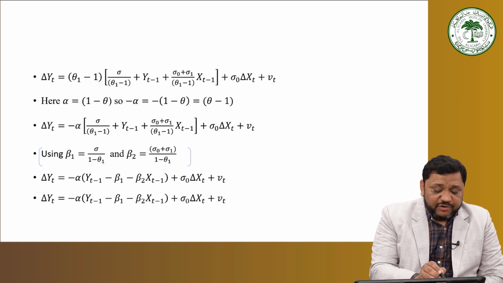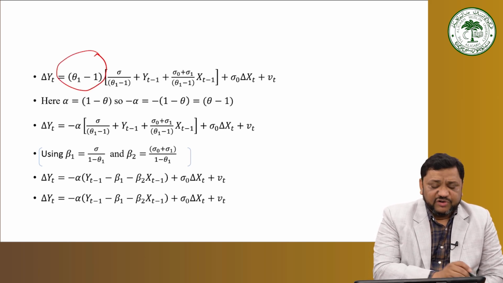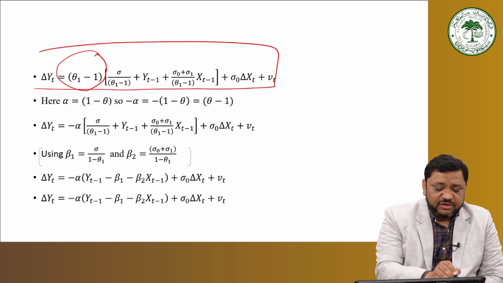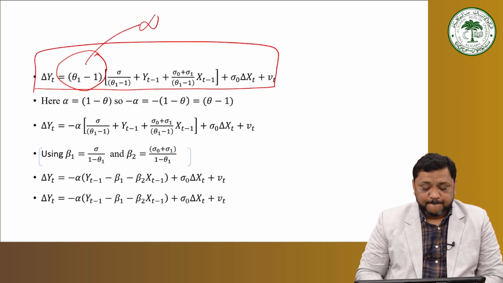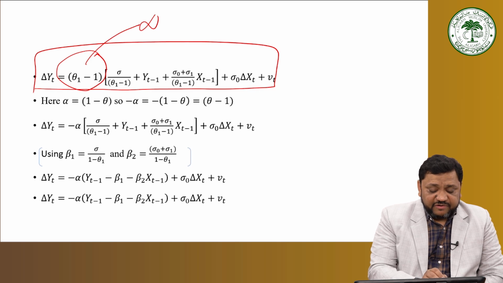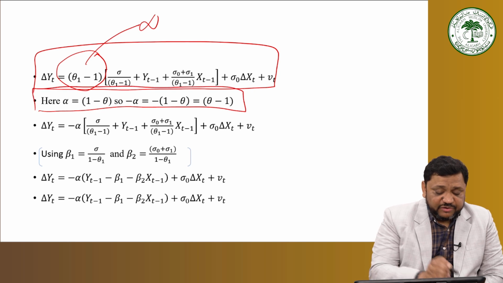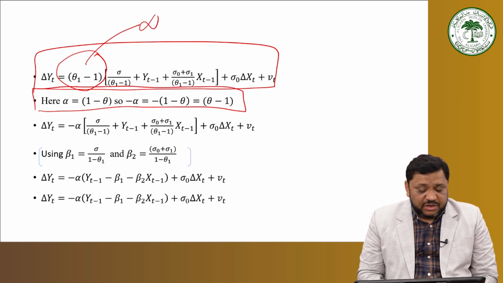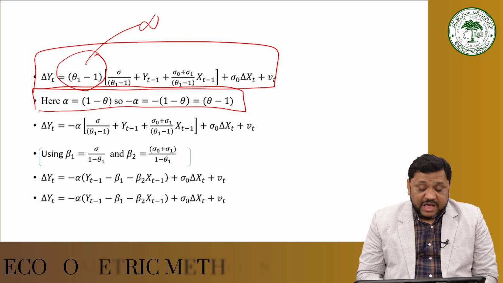Now what we are doing, we are assuming this term, the same equation which we had derived in our previous slide is written over here. We are assuming theta minus 1 to be alpha. So alpha is equal to, we can write it using just a small manipulation, 1 minus theta.